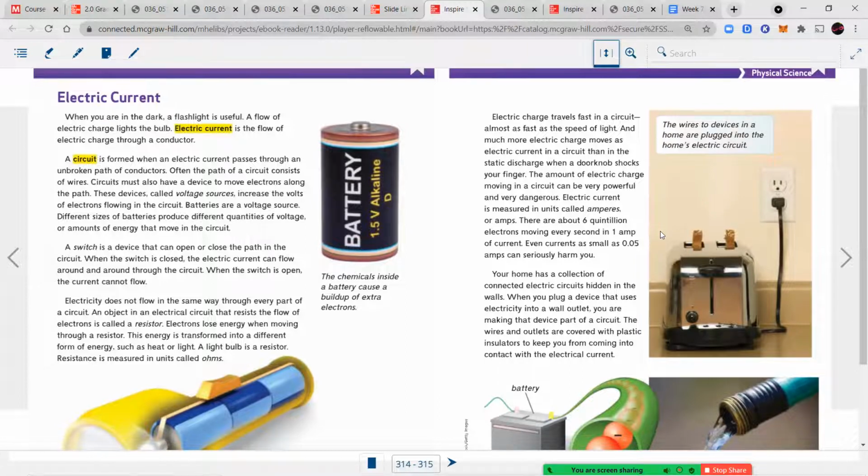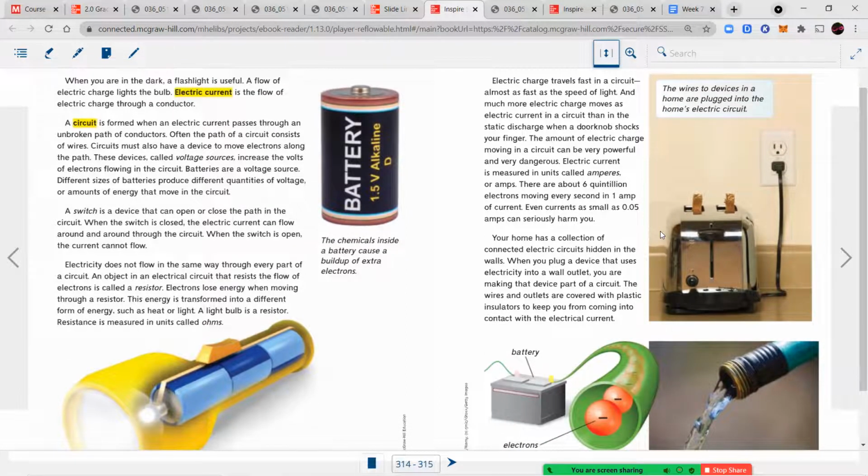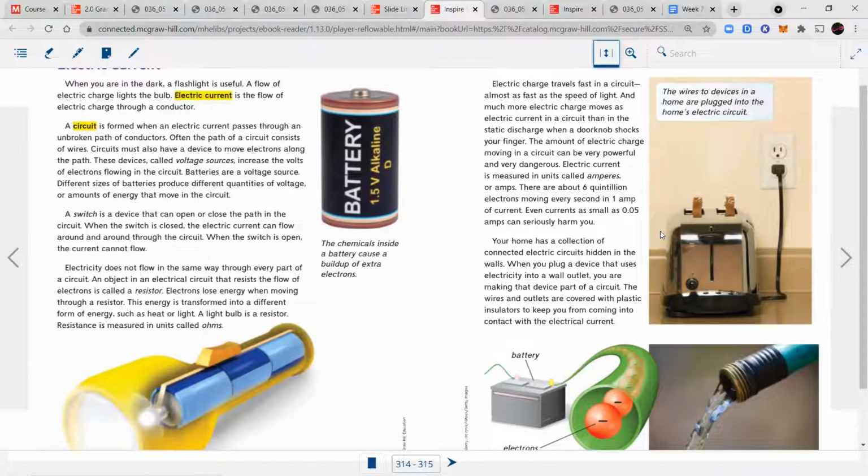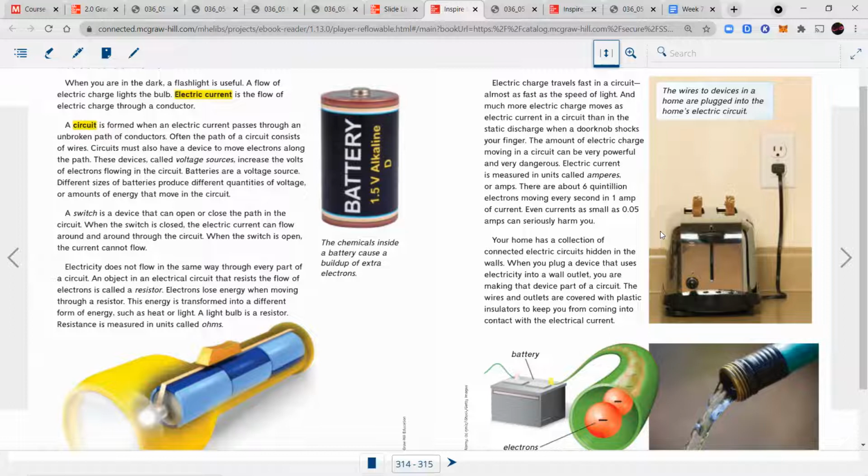Electric charge travels fast in a circuit, almost as fast as the speed of light, and much more electric charge moves as electric current in a circuit than the static discharge when a doorknob shocks your finger. The amount of electric charge moving in a circuit can be very powerful and very dangerous. Electric current is measured in units called amperes or amps. There are about 6 quintillion electrons moving every second in 1 amp of current. Even currents as small as 0.05 amps can seriously harm you.